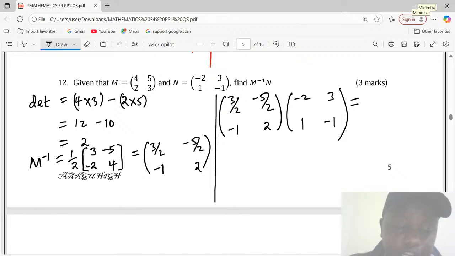Yeah, multiplication, and I hope we shall be together now in this one. How to multiply matrices.